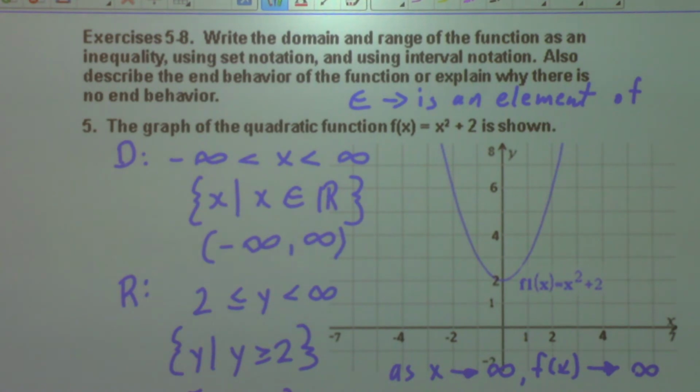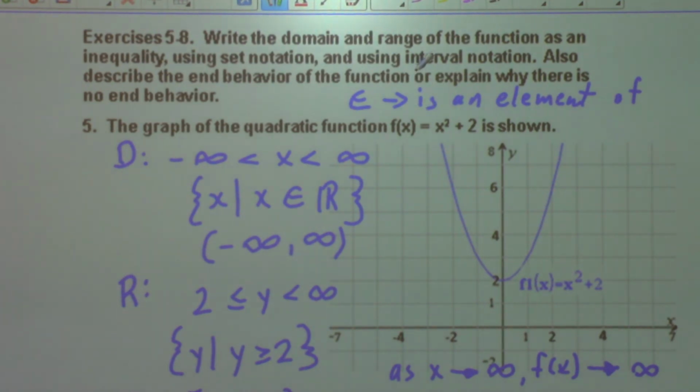And as x approaches negative infinity, f of x approaches, what goes here? Is it positive? So as we go to the left here, what is f of x going up toward? Infinity also, okay? So you have an even-natured function that reflects about the y-axis.